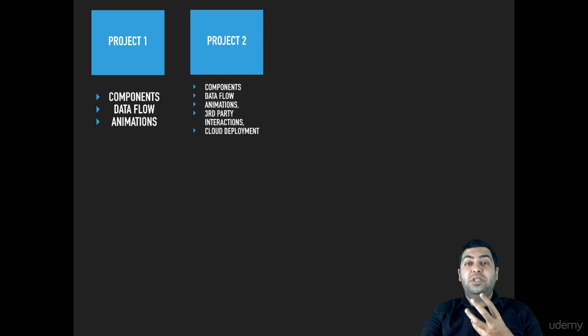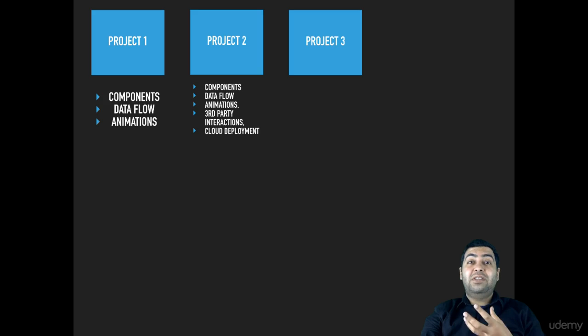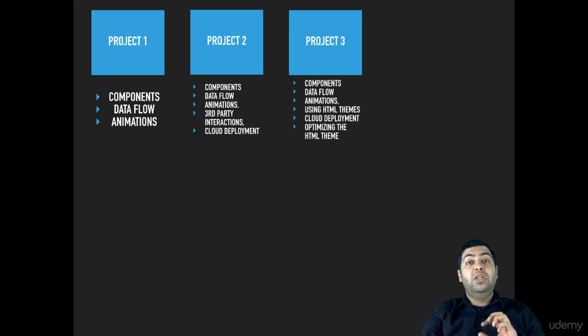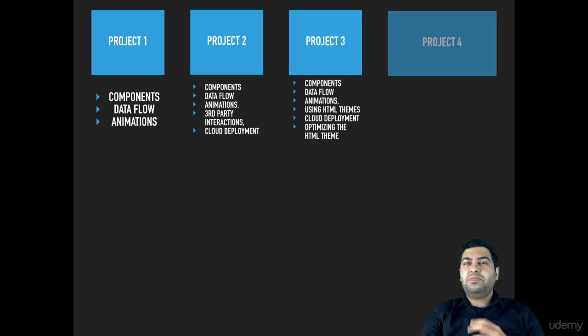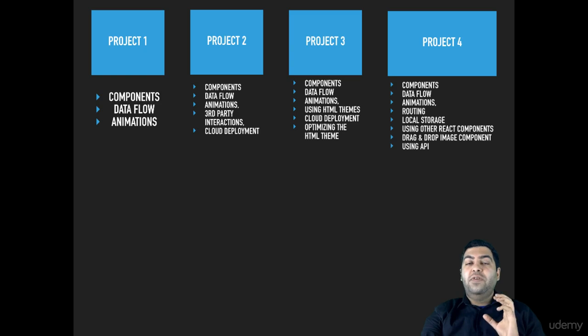Then when you move to project 2, you will get more included, like you will start deploying things onto Heroku. When you move on to project 3, you will be capable of installing new themes from third-party applications for HTML and CSS. And of course, the final big fat project, project 4, will incorporate everything that we have learned, including routing, so that we can understand how React.js works together. Now, that was about the projects.